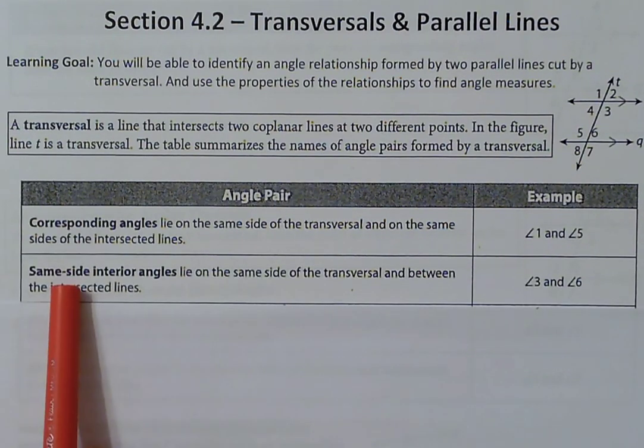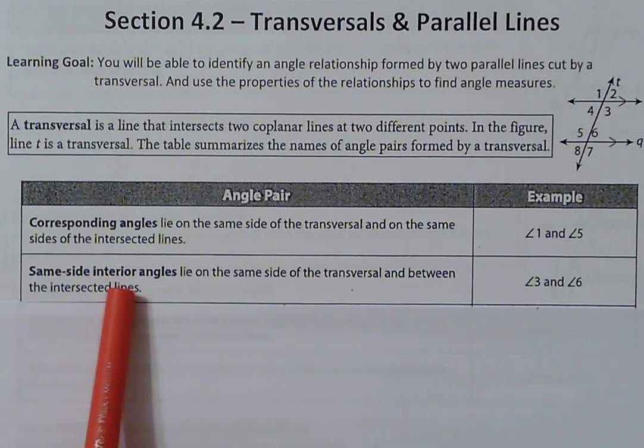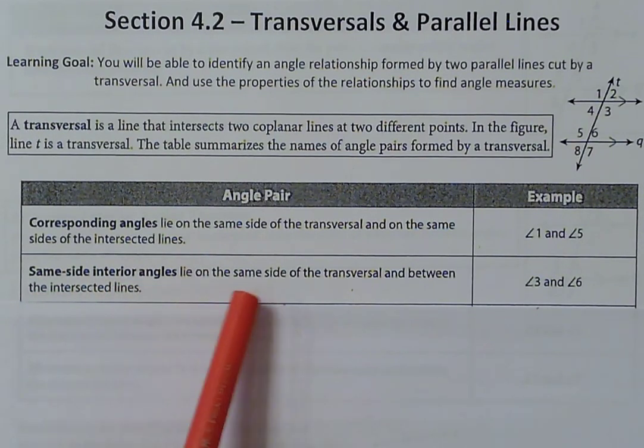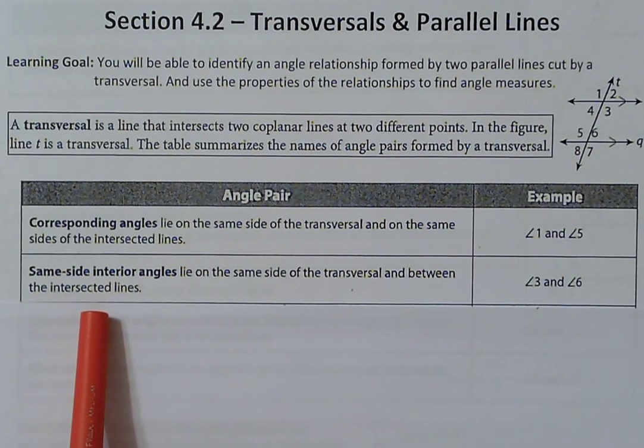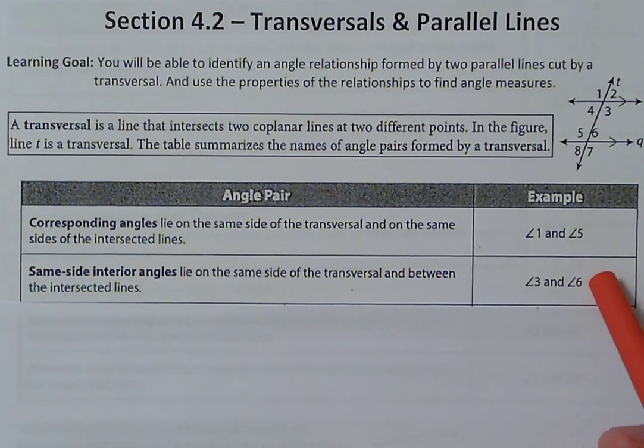Next, same side interior angles. Everything after corresponding, the name tells you the location of it. So same side interior lie on the same side of the transversal and in between the parallel lines. Example would be angles 3 and 6.